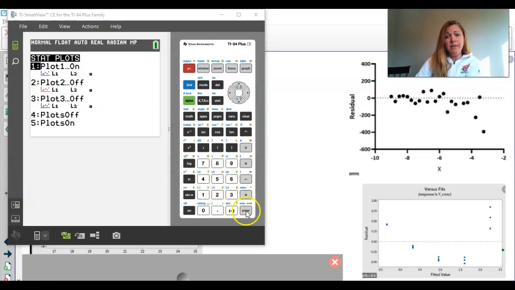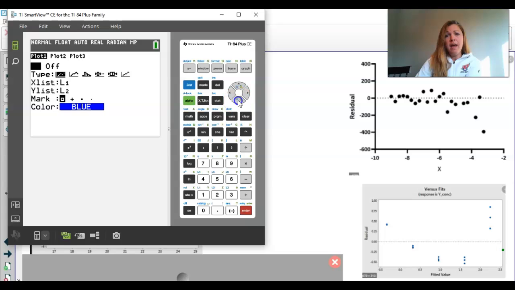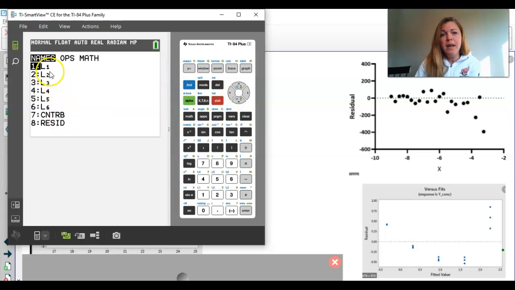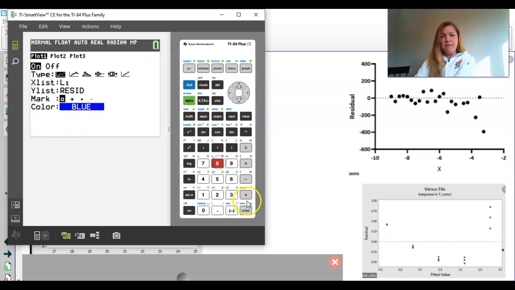Go to plot 1, hit enter. And now we still keep it on scatter plot. And on our x-axis, we're saying we want L1. That's our explanatory variable. But on our y-axis, now what we want is the residuals for the regression that we just ran. So in order to get those residuals, what we do is we hit second, stat, and if you scroll down, you should see residual. Number 8 for me, it might be number 7 for you.